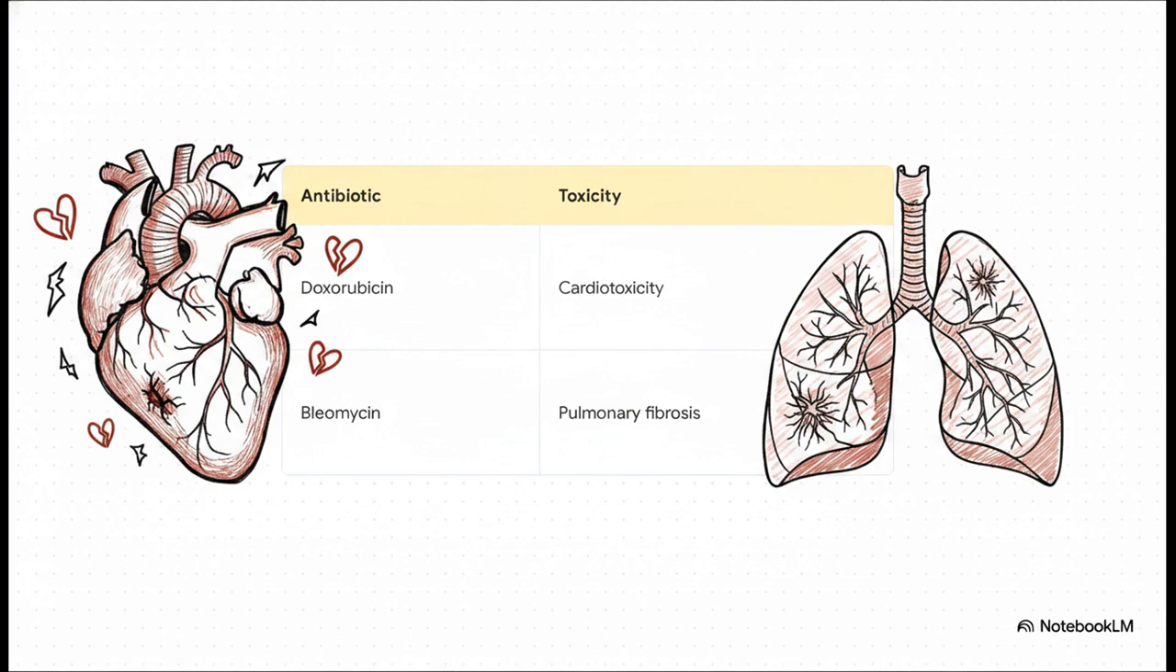If you only memorize one thing from this section, burn these 2 toxicities into your brain. Doxorubicin is famous for causing dose-dependent cardiomyopathy. It essentially destroys the heart muscle over time. Bleomycin, on the other hand, causes severe pulmonary fibrosis, scarring of the lungs. But interestingly, it does this with minimal suppression of the bone marrow, which is super unique among cancer drugs.